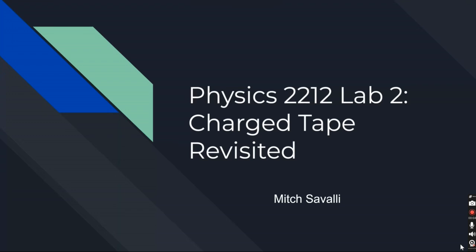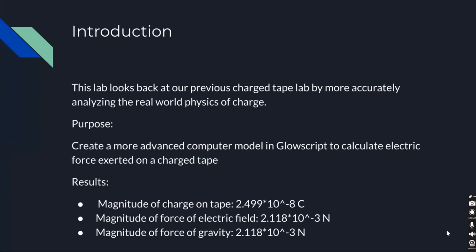Okay, so this is the lab report for Physics 22 Lab 2, where we're going to revisit Lab 1, which was charge tape. In this lab, we're going to look back at the previous charge tape lab by more accurately analyzing the real-world physics of charge by looking at things as a dispersed charge rather than a point charge. To do this, we're going to create a more advanced computer model in GlowScript to calculate electric force compared to what we did last time.